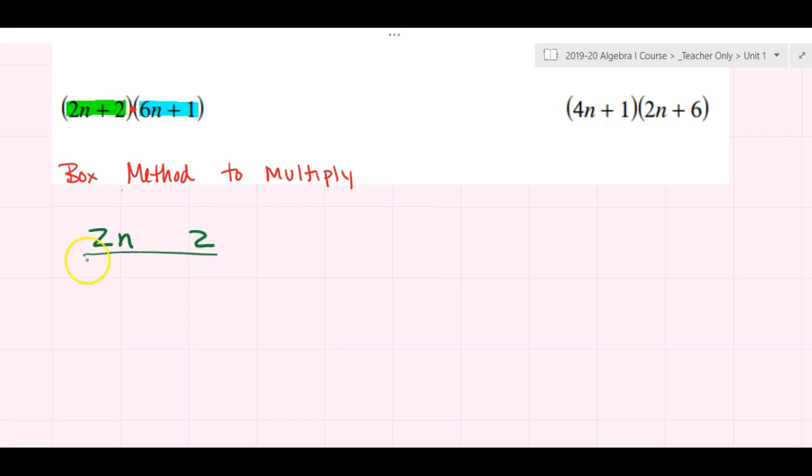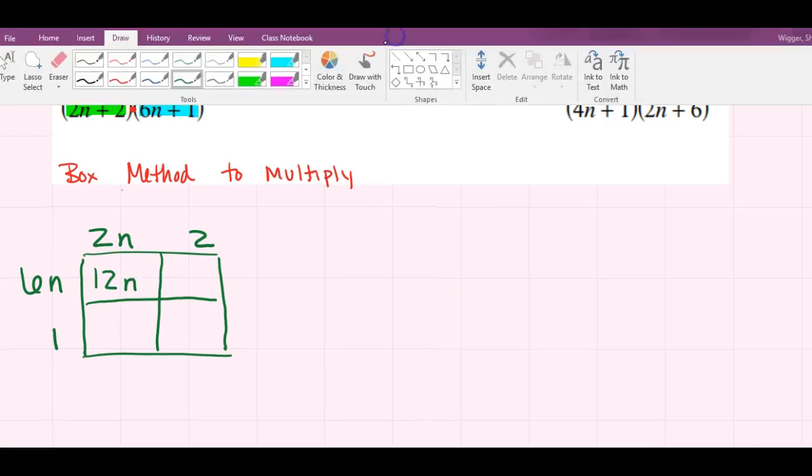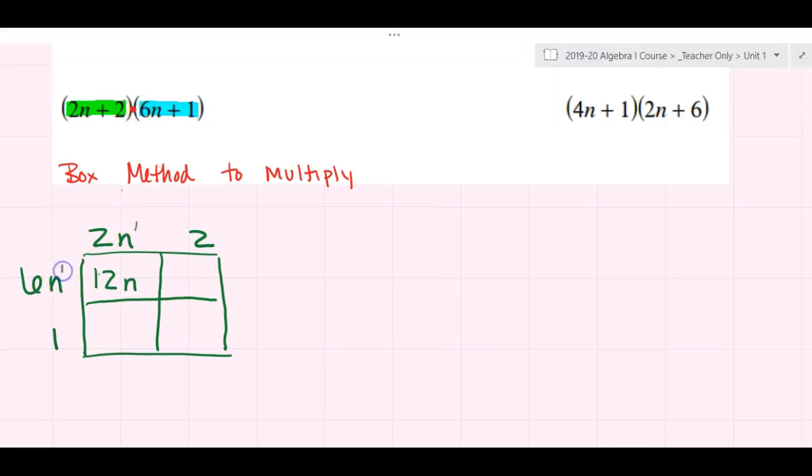So I have 2n and 2 both positive, and I have 6n and 1 both positive. Now when I multiply, for this first box, I'm going to take 2n times 6n. 2 times 6 is 12, n to the 1 plus 1, which is 2. Here I'm going to multiply 2 times 6n, which is 12n. Here I'm going to multiply 2n times 1, which is 2n, and 2 times 1, which is 2.